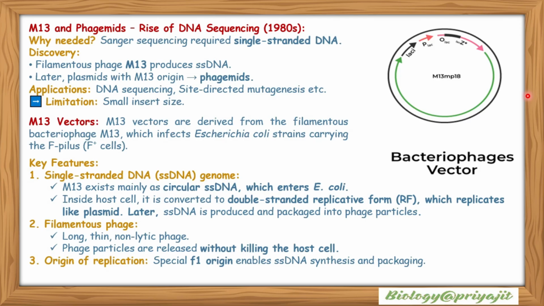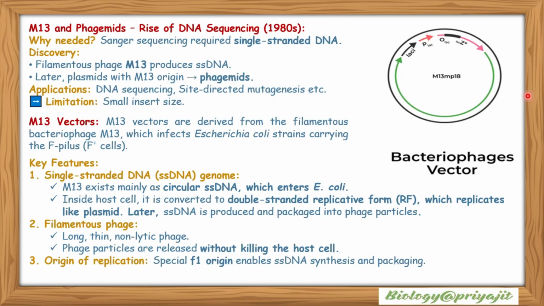So what are M13 vectors? M13 vectors are derived from the filamentous bacteriophage M13, which infects E. coli strains carrying the F plus, or F+, cells. Key features: single-stranded DNA, or ssDNA, genome. M13 exists mainly as circular ssDNA which enters E. coli. Inside the host cell, it is converted to a double-stranded replicative form, or RF, which replicates like a plasmid. Later, the ssDNA is produced and packaged into phage particles.